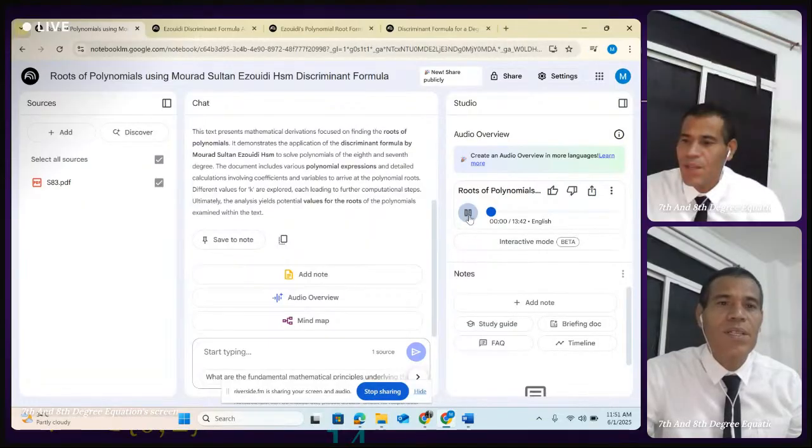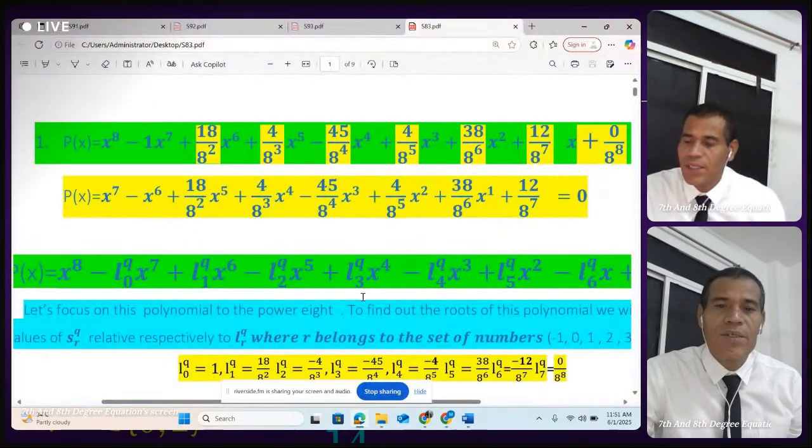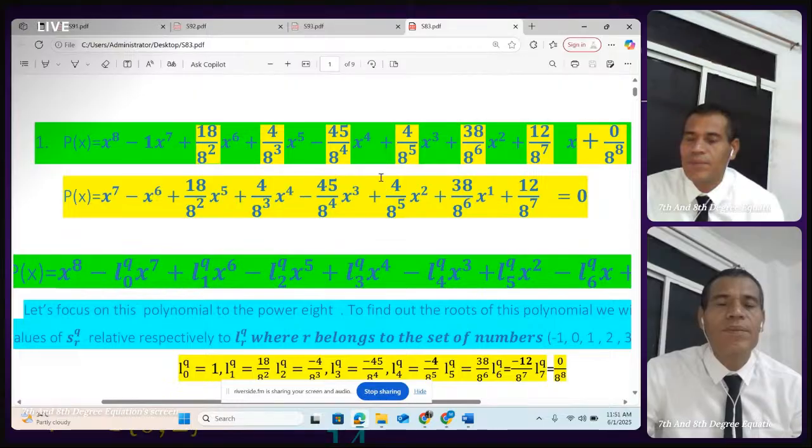Okay, so you brought us a really fascinating document today. It's a polynomial to the power 8, deep in the world of mathematics, right? Specifically looking at polynomial equations. That's right. Think complex formulas, lots of variables, and that classic challenge of finding the roots, the values that make the whole thing equal zero. Exactly.